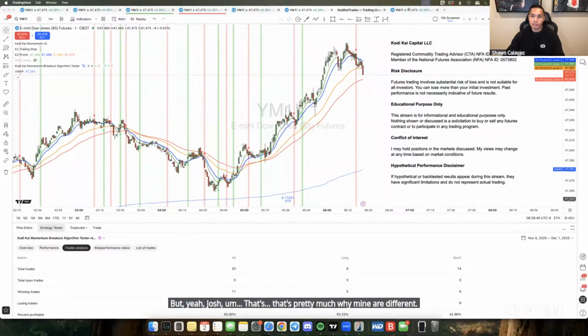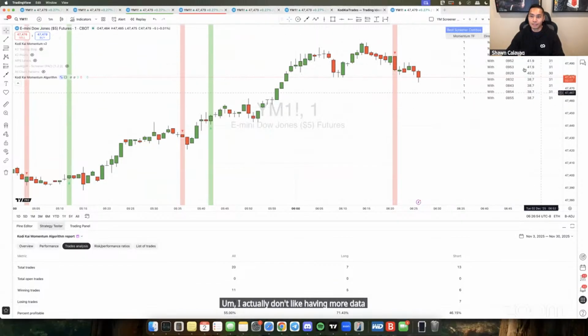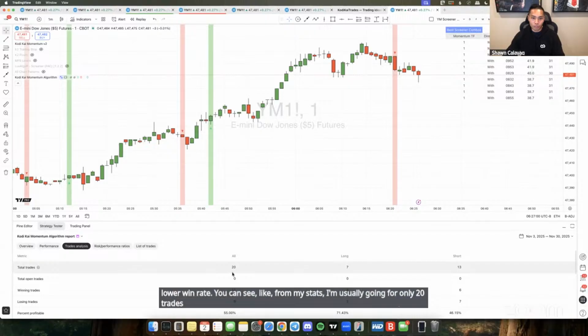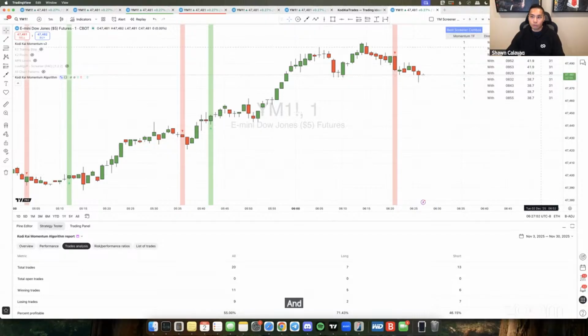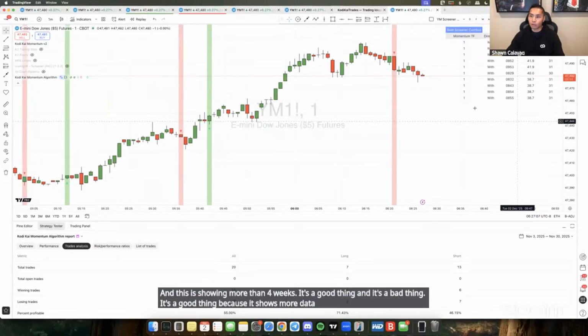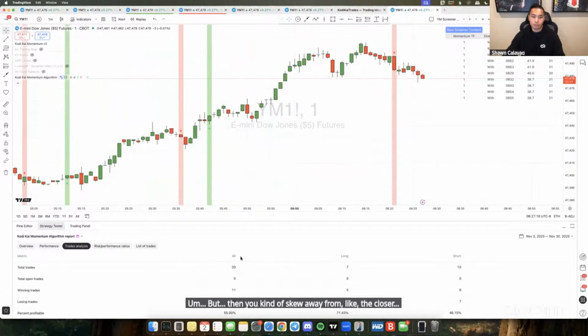You're not going to see exactly these numbers; they're going to be slightly different depending on your data. I actually don't like having more data here because it's going to show a lower win rate. For my stats, I'm usually going for only 20 trades, right? Because I'm going for 4 weeks behind, and this is showing more than 4 weeks. It's a good thing and it's a bad thing. It's good because it shows more data, it gives you a higher quality list of trades, but then you skew away from the closer sample size.